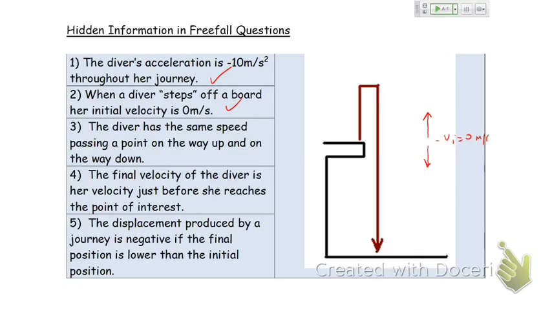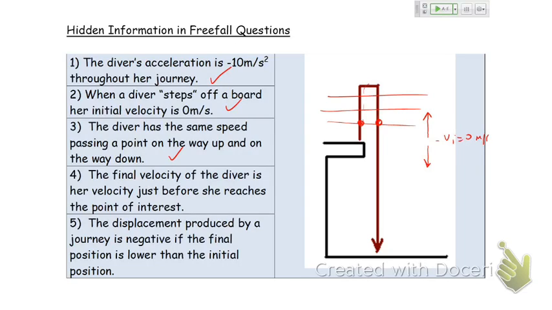A diver has the same speed at any height. That's the wonderful thing about no air resistance. What gravity takes away from me on the way up, slowing me down, it gives me everything back on the way down. So when I'm at the same level, I have the same speed, in the opposite direction, of course. In the absence of air resistance, your speed at any level is the same.